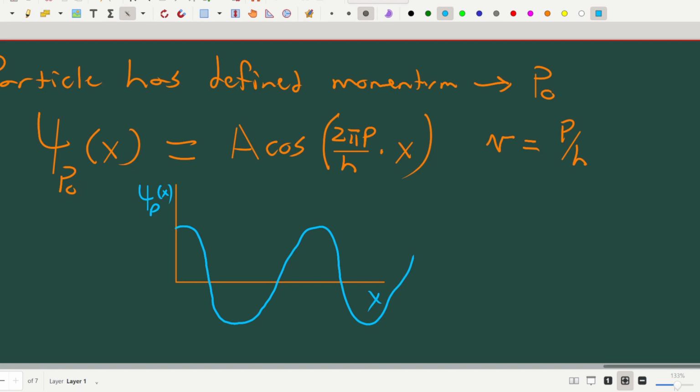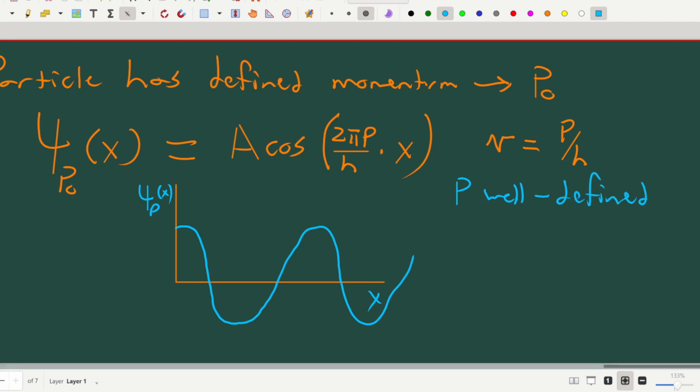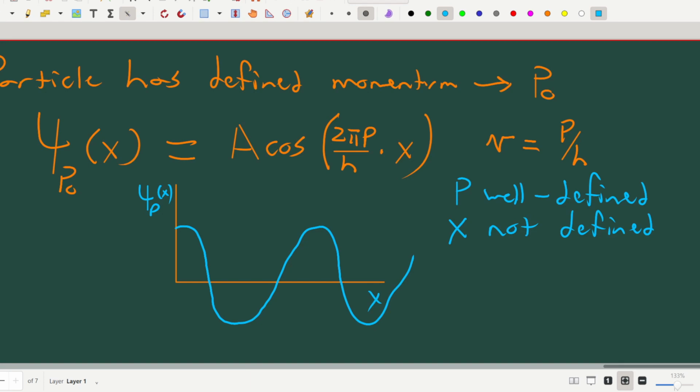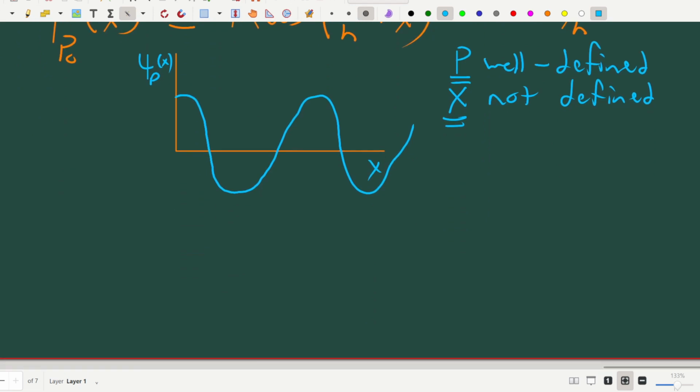So what does that mean? If P is well defined, that means position is not defined, right? That means we have no knowledge of the position of the atom. All right, so the question I want to ask now is, let me go ahead and plot this.